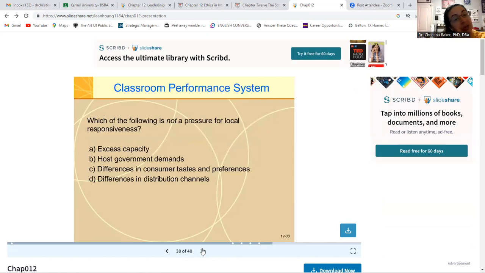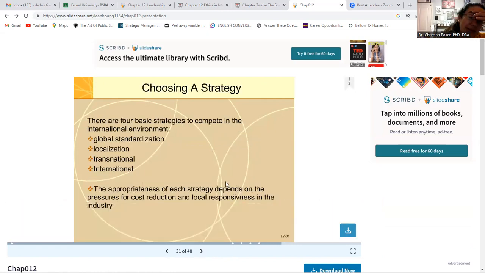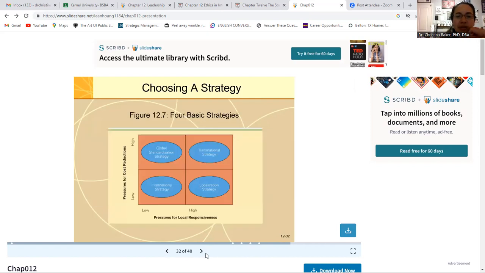Which of the following is not a pressure for local responsiveness? Excess capacity, host government demands, differences in customer tastes and preferences, differences in distribution channels. There are four basic strategies to compete in the international environment: global standardization, localization, transnational, and international. The appropriateness of every strategy depends on the pressures for cost reduction and local responsiveness in the industry.